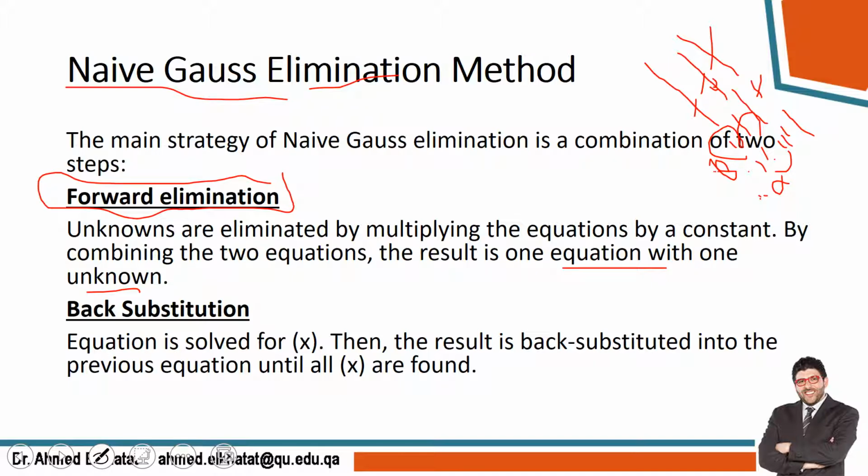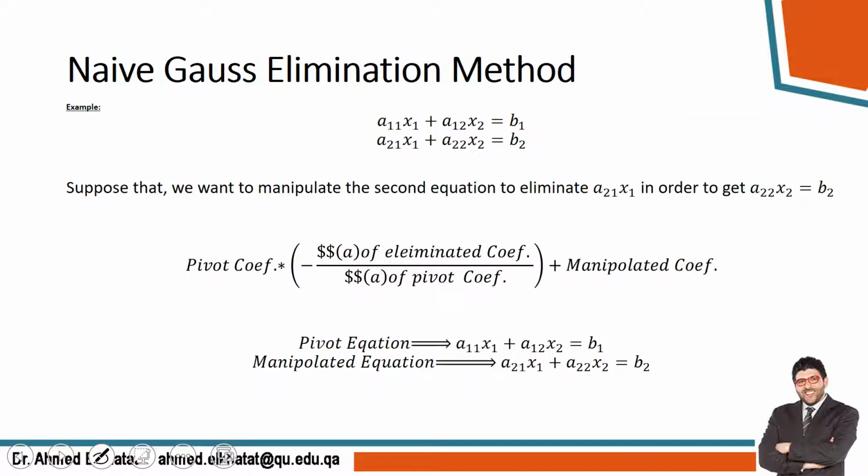Unknowns are eliminated by multiplying the equation by a constant and then combining the two equations together, so the result will be one equation with one unknown. After that, the second step is back substitution. The equation is solved for x, and then the result is back substituted into the previous equation until all x are found. So let's practice this now.